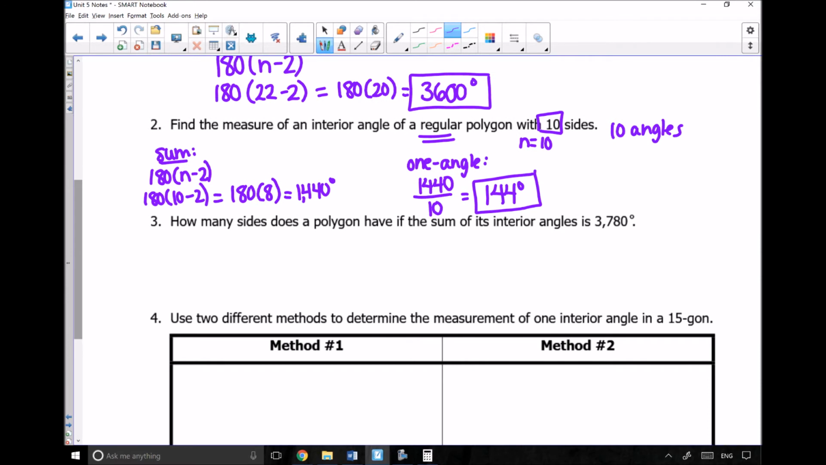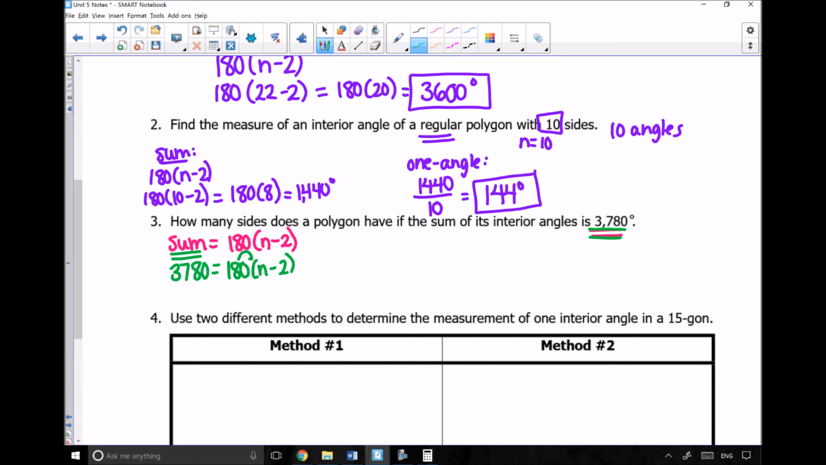Number 3. How many sides does a polygon have if the sum of its interior angles is 3,780? So if we know that there's a formula that says the sum is equal to 180 times n minus 2, and this time we don't know what n is. N is a mystery to us. But we know that the sum is 3,780. So I'm going to replace this sum with 3,780. So I'd say 3,780 is equal to 180 times n minus 2.